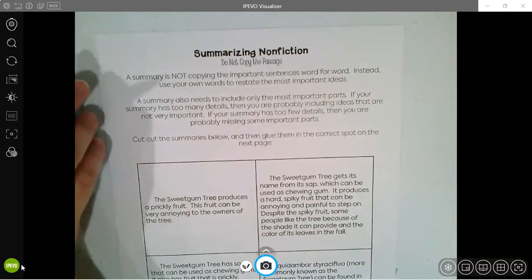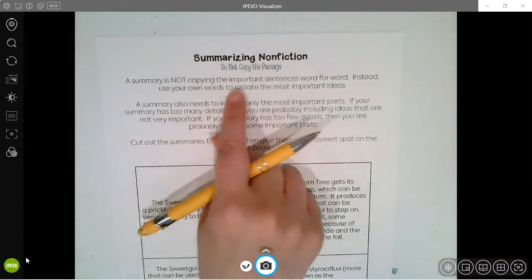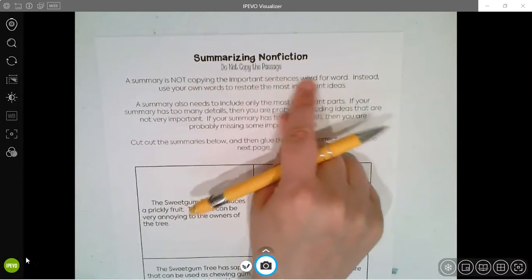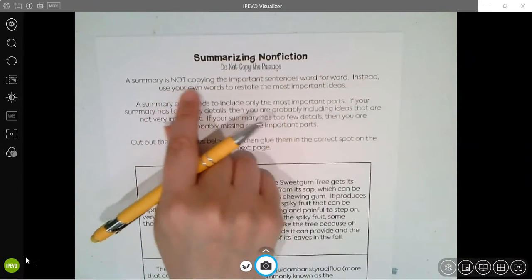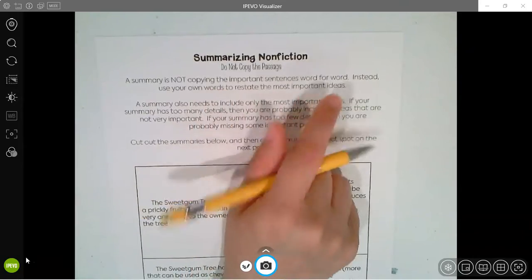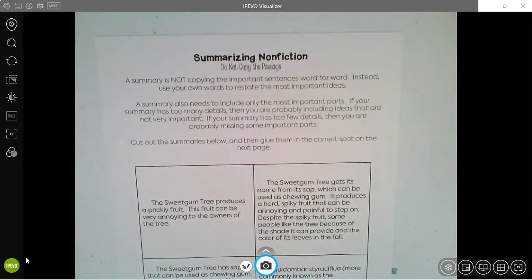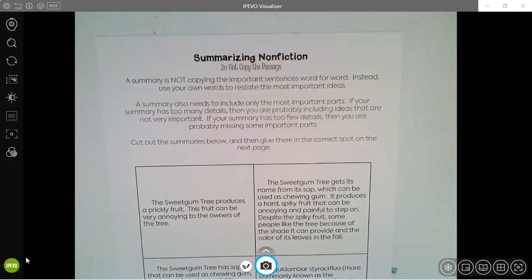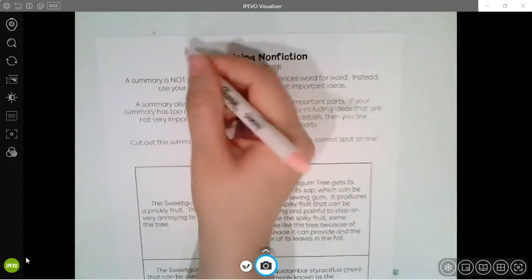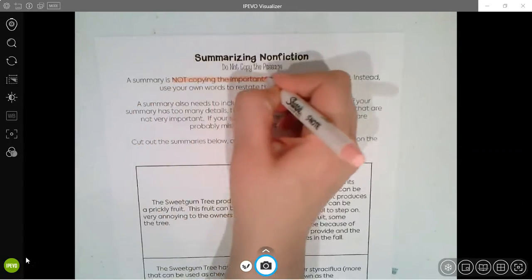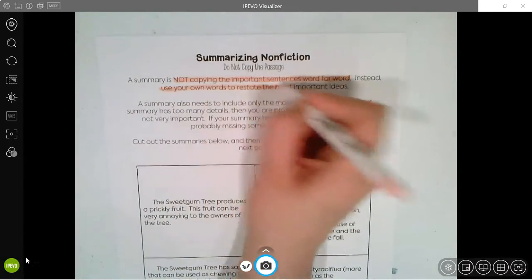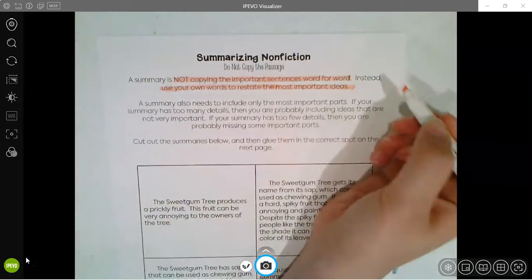So, let's see what we're going to be doing. It says a summary is not a copy. A summary is not copying the important sentences word for word. Instead, use your own words to restate the most important facts. That is really important to understand, guys: we're not copying sentence for sentence. Instead, use your own words to restate the important facts.